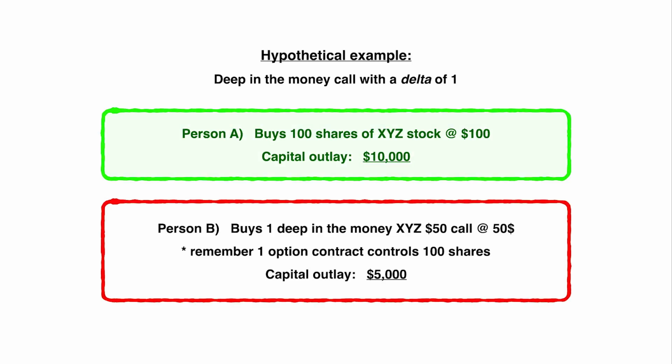Person A buys 100 shares of the underlying stock XYZ, which is trading at $100. 100 shares at $100, the capital outlay is $10,000. Person B buys one deep in the money $50 call option, which only costs $50. Remember, one option contract controls 100 shares of the underlying. So both of these traders control the same 100 shares. But the capital outlay for the option buyer here, since it's only $50 per contract, is $5,000. So half as much as the outright stock buyer.